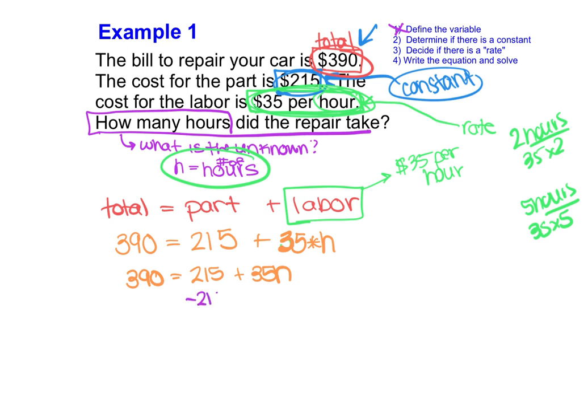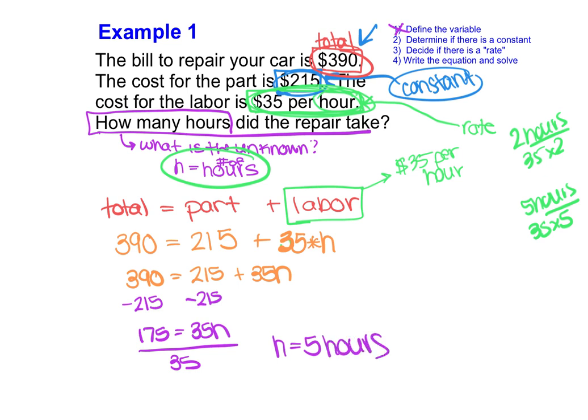So we start by subtracting 215 from each side. So that's going to take us down to 175 is equal to 35h. Then from here, we need to divide each side by 35. So if we take 175 and divide it by 35, we find that h is equal to 5 hours.